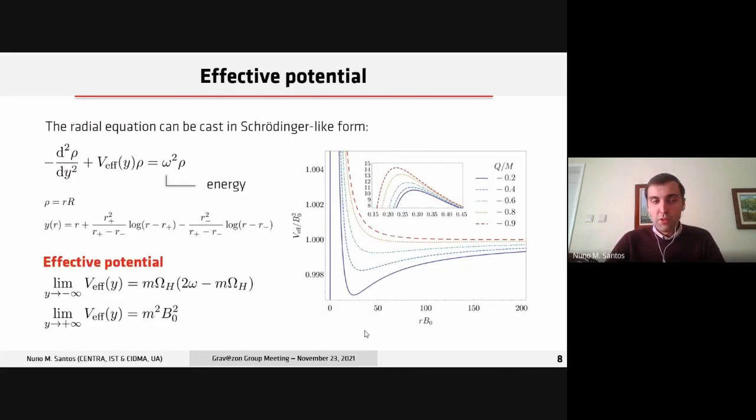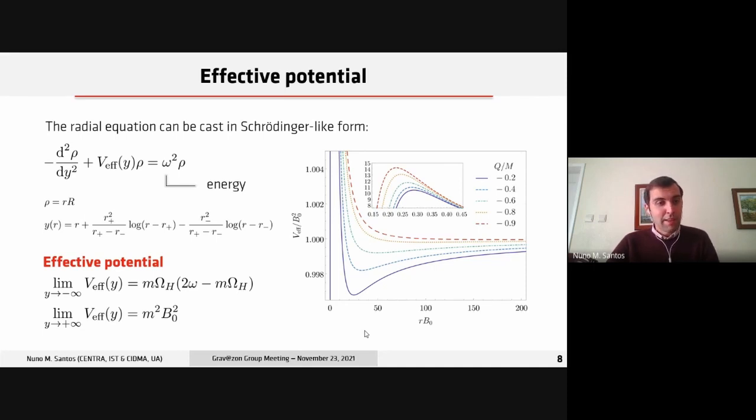So the radial equation, the first equation we had before, can be cast as usual in a Schrödinger-like form by introducing the so-called tortoise coordinate. I think you are familiar with it. Here I call it epsilon, okay? And by introducing this new radial function, rho, these definitions yield a rather lengthy expression for the potential V. So I'll omit that expression here.